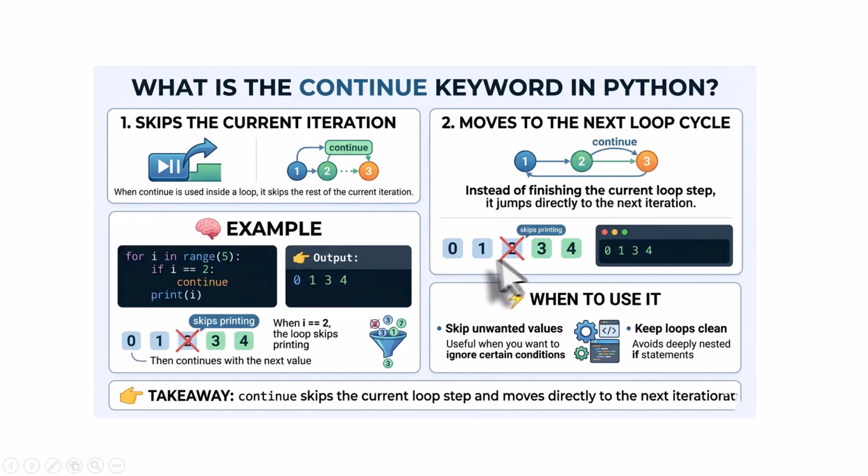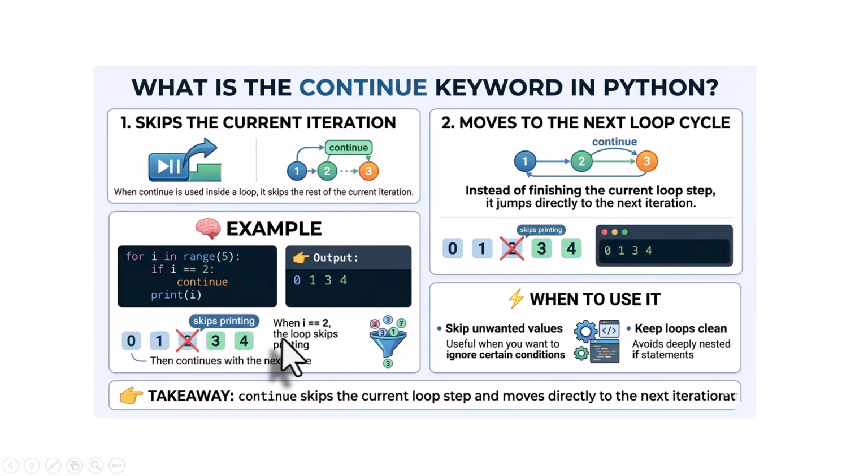You can see in this example, here we are trying to loop through 0 to 4 and want to skip when the i value is 2. So you can see the output as 0, 1, 3, 4. So when i equals 2, the loop skips printing, then continues with the next value.